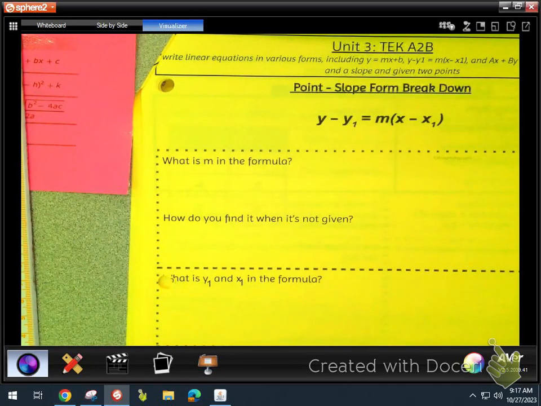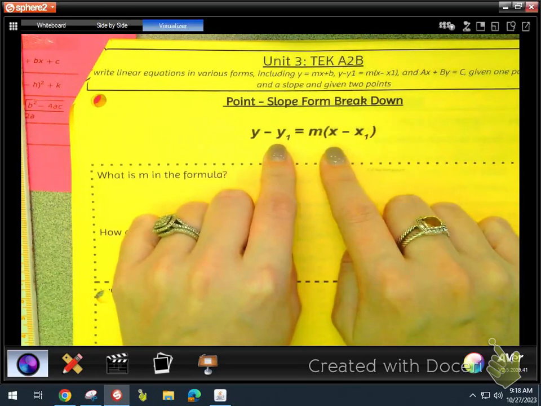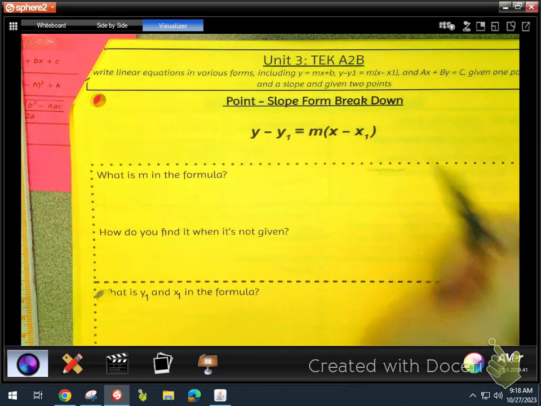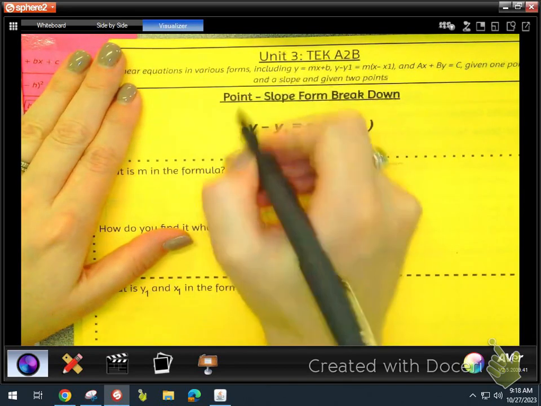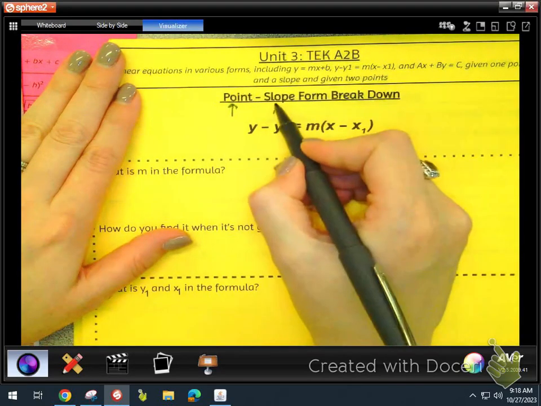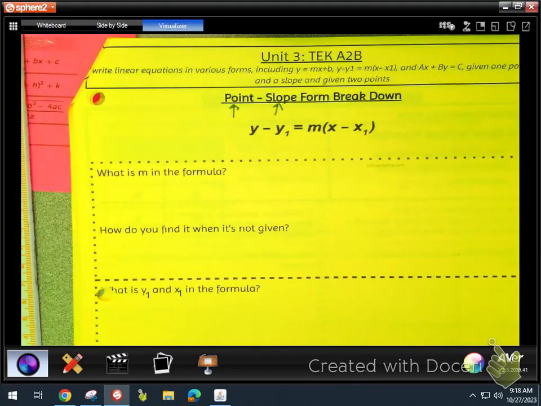But before we move on to today's notes, this is the form that we talked about last time. We've seen point slope form. What are the 2 things that you need to write in point slope form? It's in the name. You need a point and a slope. Doesn't matter what point you have. Any point, any x and y value.